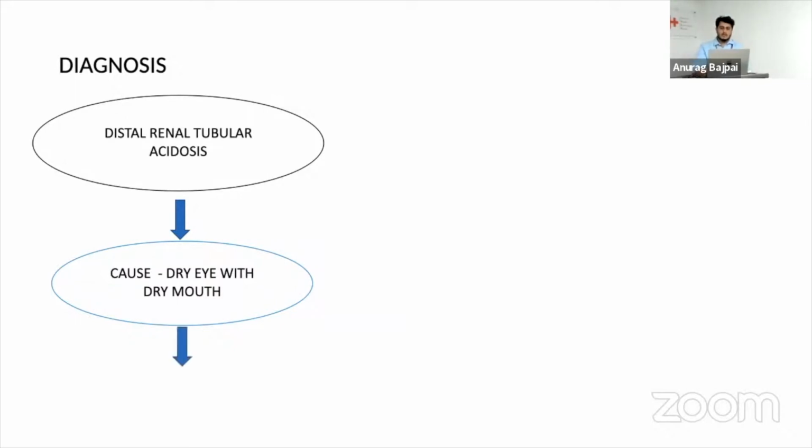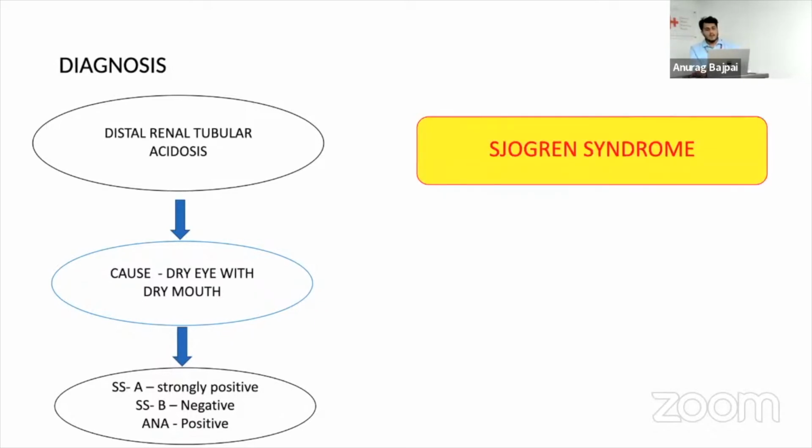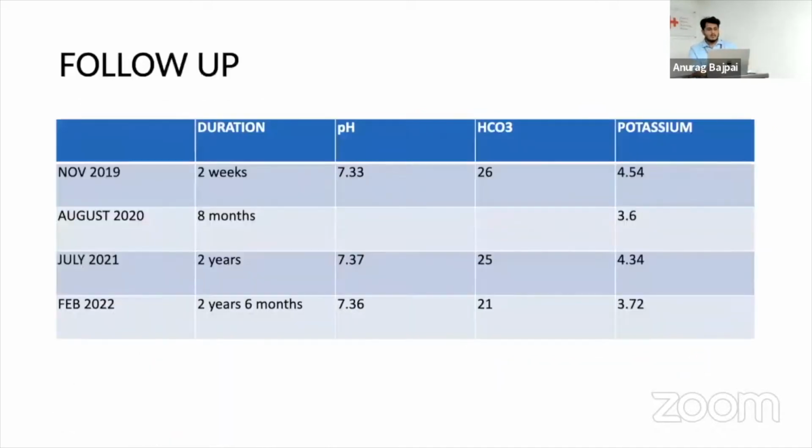When we got the history, we immediately sent the autoimmune panel for Sjogren syndrome, and it was strongly positive, suggestive of Sjogren syndrome. We started treatment for distal RTA, giving Nodosis and potassium chloride to build up the potassium levels, and we started hydroxychloroquine for the Sjogren syndrome. Since the diagnosis, we never had an episode of hypokalemia, and the potassium levels have been normal during the last 2 years, and there was no nephrocalcinosis and no episode of paralysis.